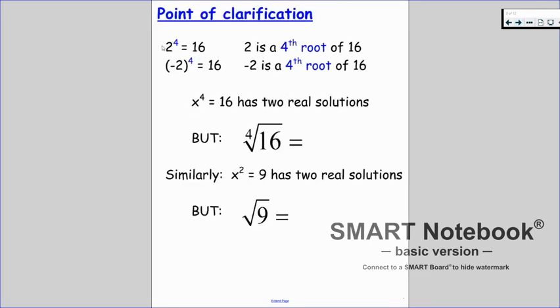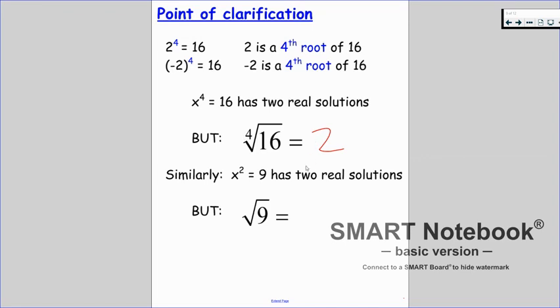So make sure we understand. There are two numbers to the fourth that equal 16. However, if I'm just talking about this symbol, the fourth root of 16, that is one value. That number is 2. This is talking about what we call the principal root. The principal root is going to be the positive root. So this answer is only 2.